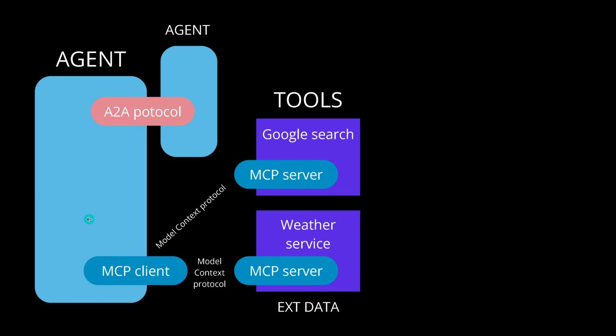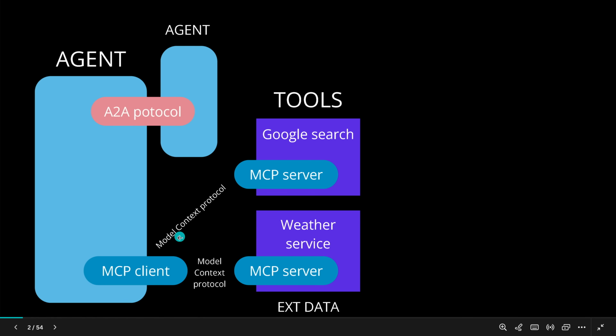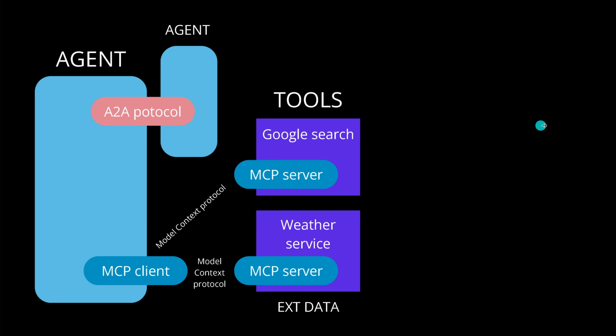So what is the situation? We have an agent, and this agent can have an MCP client architecture, and with MCP, the Model Context Protocol, we have access to our tools. A tool might be a Google search or a weather service, the classical one. So you have an MCP client, MCP server architecture, and our Model Context Protocol. So we now have access to external data with this MCP client-server architecture for our tools. This is it. What is the A2A protocol?